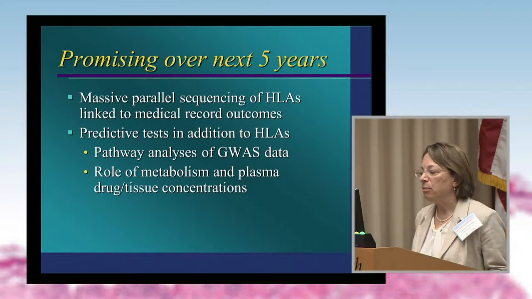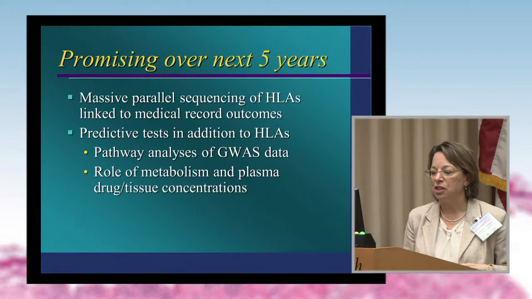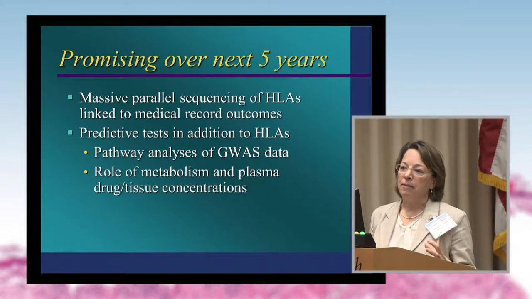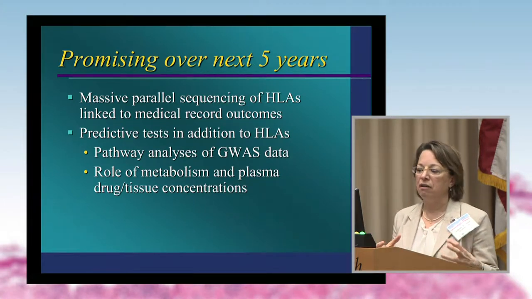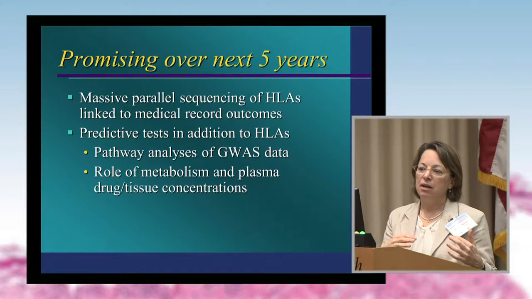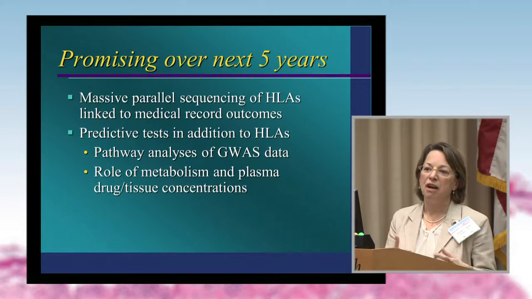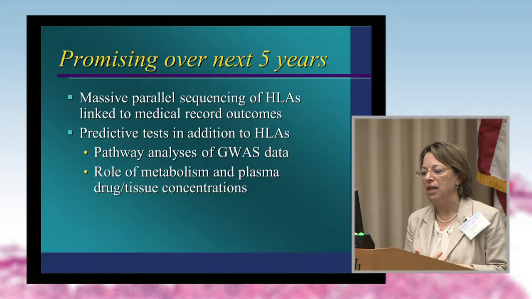And then we also talked about predictive tests in addition to HLAs. So pathway analyses of GWAS data, which Munir talked about. So not just looking at the high-hit HLAs, but what's the collective impact of polymorphisms in, say, P450s, phase two enzymes, transporters, things that are going to affect the amount of drug that's actually available to adduct and/or associate non-covalently with an HLA.